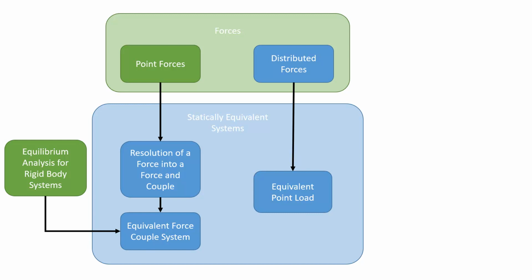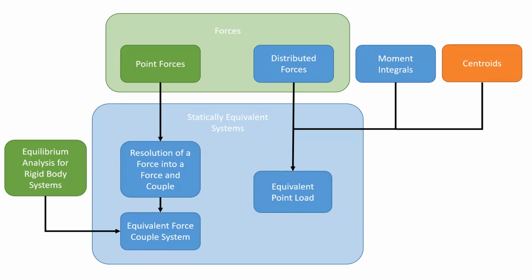So with the equivalent point load, we've got two different methods that we can use to find that. So first we've got moment integrals, and we're going to discuss that here in the chapter. And there's also a second method that uses centroids. So centroids are discussed in Appendix 2, but it forms the basis of a second method for finding the equivalent point load for a distributed force.